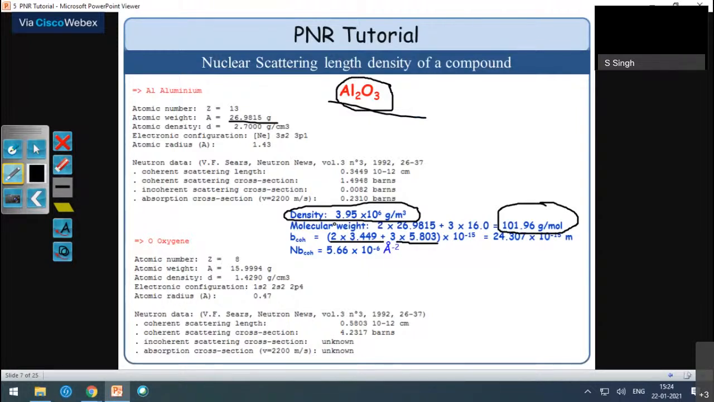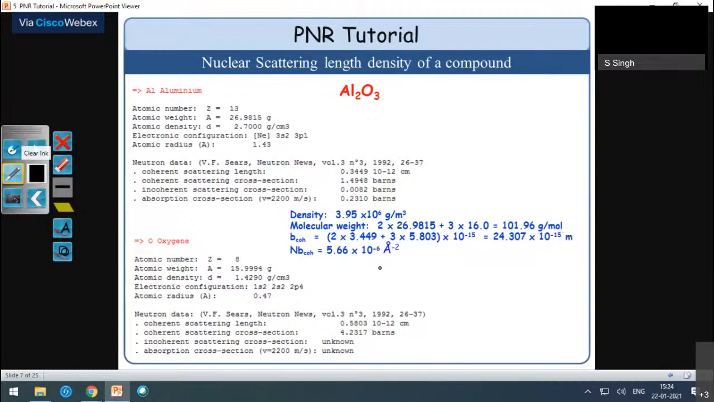And then just multiply this N into B, because from the molecular weight and density we know the number density, which I explained just now for the case of silicon. So if we multiply that N into the b coherent value we just calculated, it comes to 5.6 × 10^-6 Å^-2. So this way we can calculate the scattering length density for any element or any compound, whatever the stoichiometry.